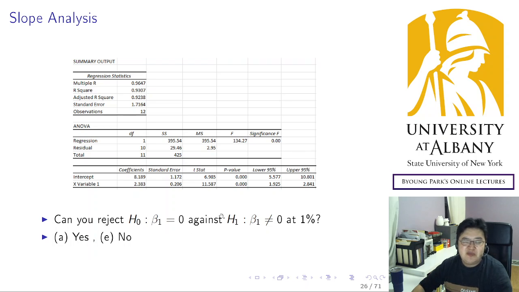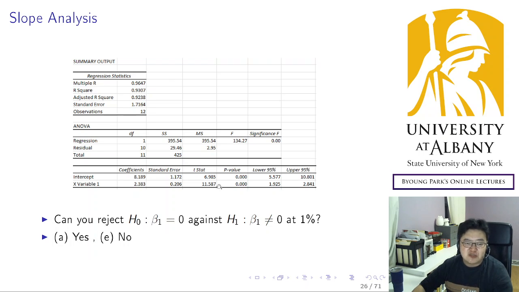So if you take the p-value approach, this p-value tells you the resulting p-value from this null hypothesis. So the p-value is 0.0%. So at 1%, you should reject the null hypothesis. That is the p-value approach.